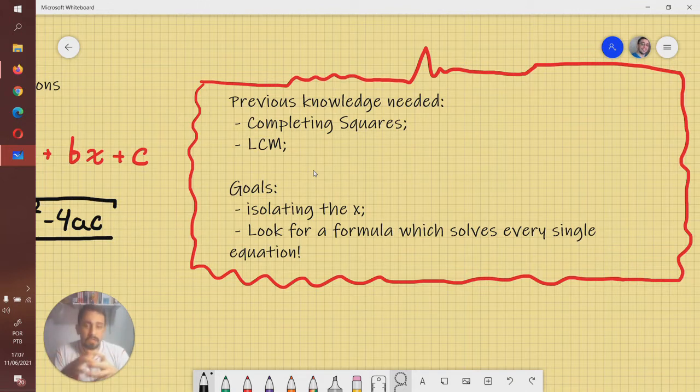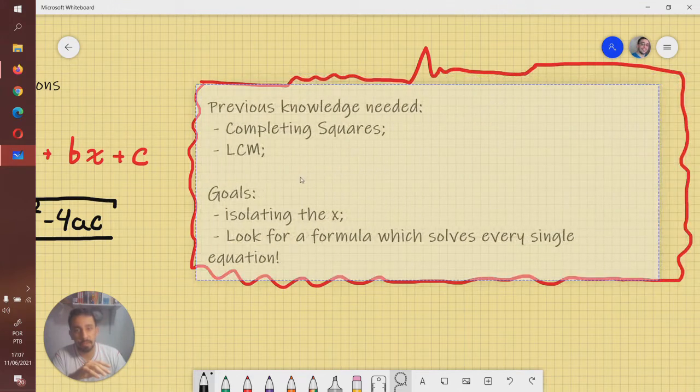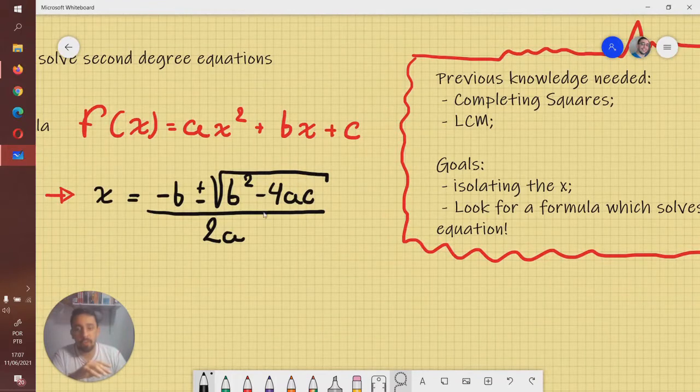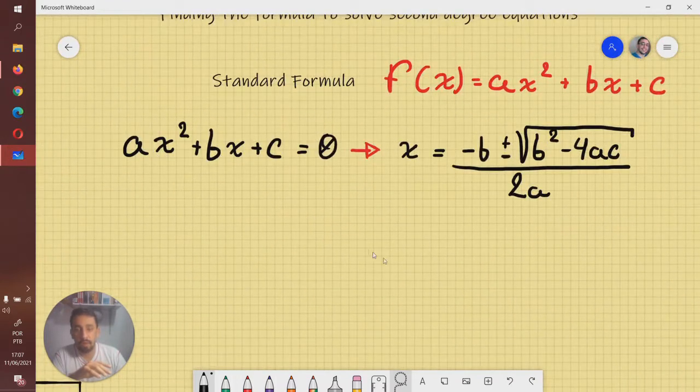Some of our goals is, of course, isolating the x, as you were doing when we were solving those equations without coefficient b. Okay, we were always finding x equal to plus minus something. Okay, and of course, our main goal here is finding this formula. Sorry, it's finding this equation out of this first one.